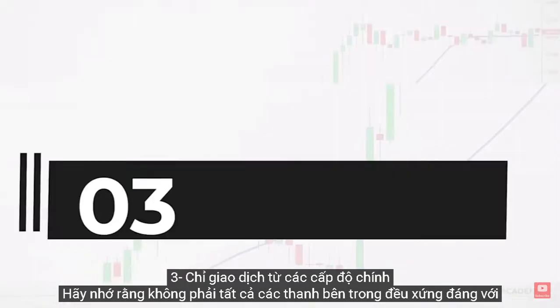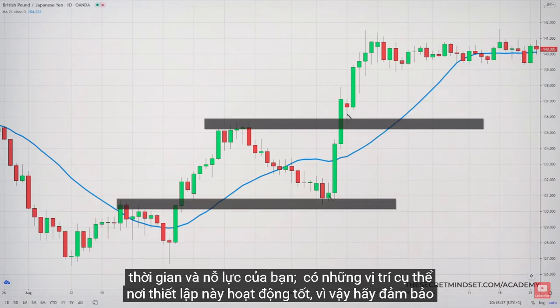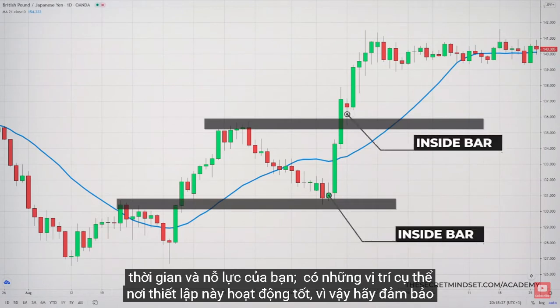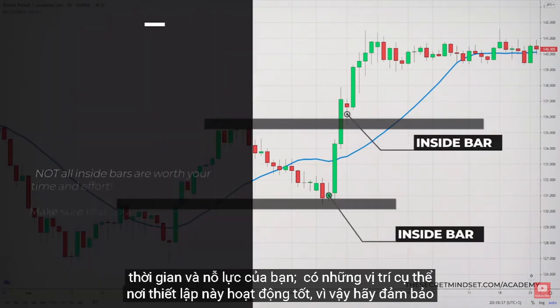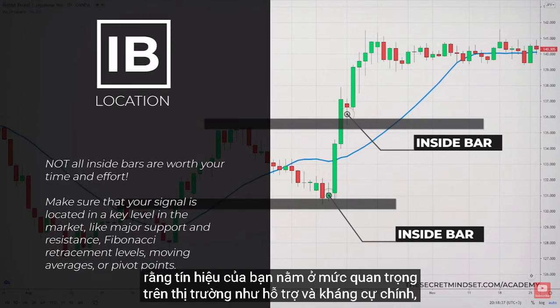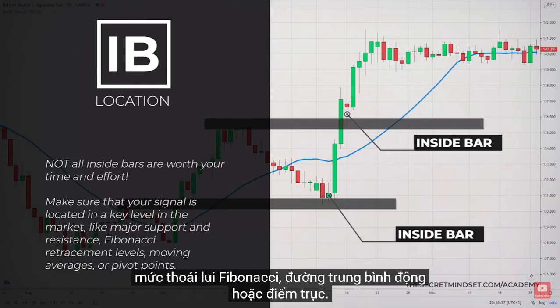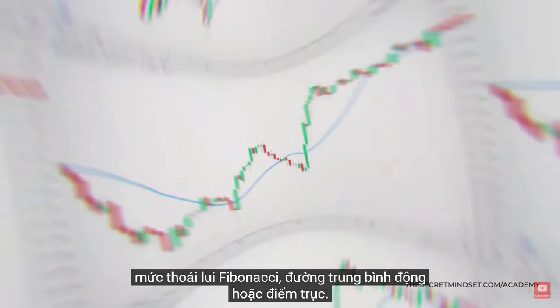Number 3. Trade only from key levels. Remember that not all inside bars are worth your time and effort. There are specific locations where this setup works great, so make sure that your signal is located in a key level in a market, like major support and resistance levels, Fibonacci retracement levels, moving averages, or pivot points.